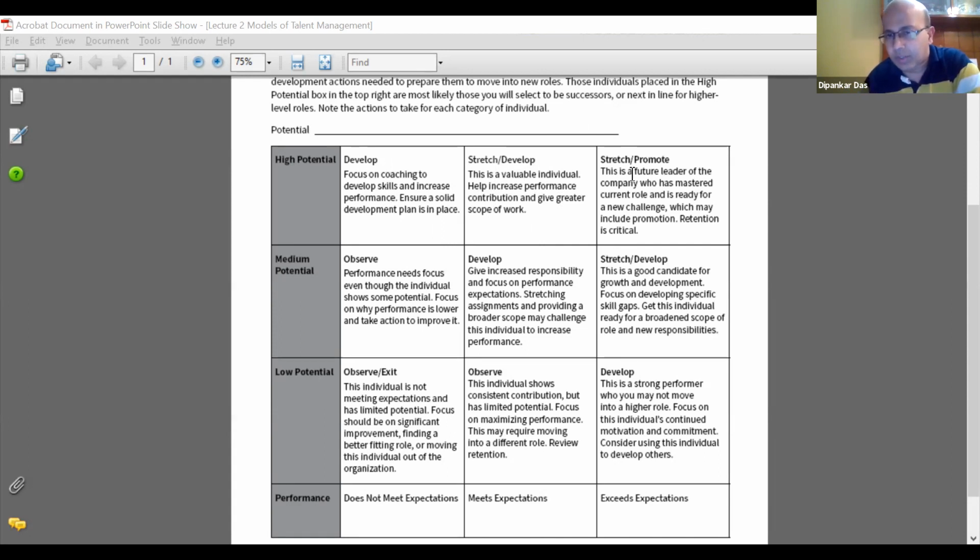And last but not the least is people who are very high on performance and very high on potential. These are your top talents. Can you see the box at the top right?